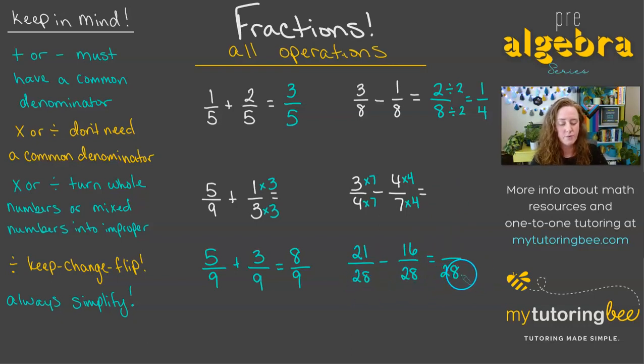So we've got 28 for our denominator, and then 21 minus 16 gives us 5. So we get 5 over 28.